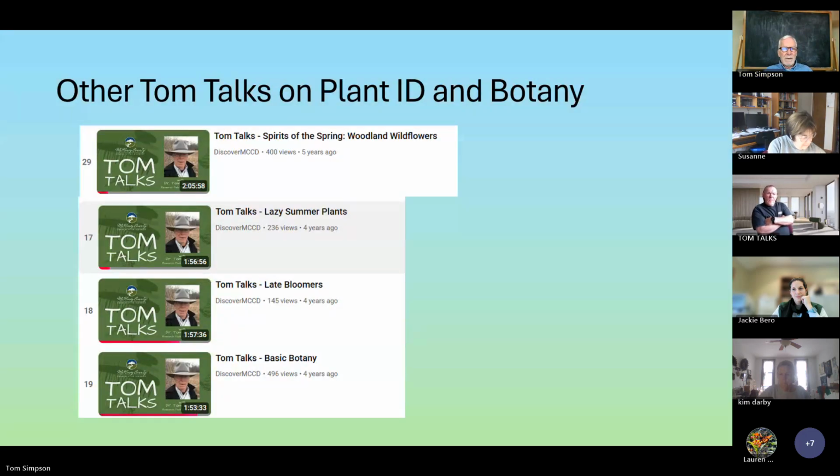I've done a number of Tom Talks on plant related things. In fact, there are more than this. These seem to be the most obvious ones. The first three are really plant ID things, which do mention genera and families of plants, of native and some exotic plants of our area. And the basic botany one is one that really gets into how plants work and how they're put together. And we'll talk some about that today.